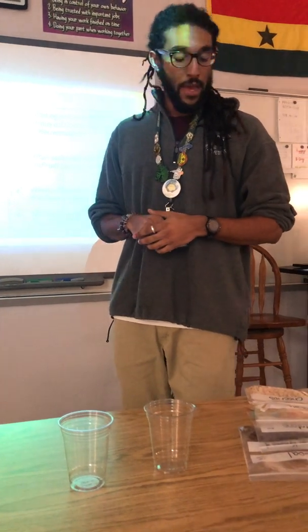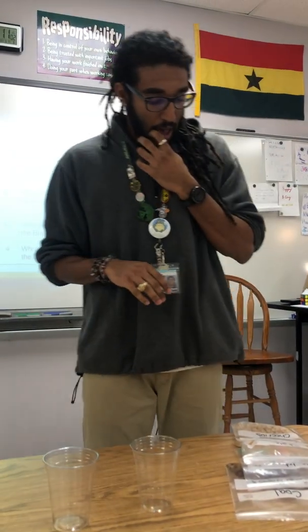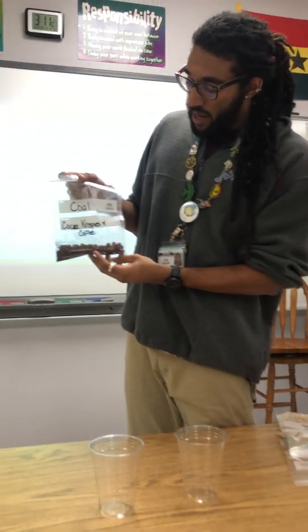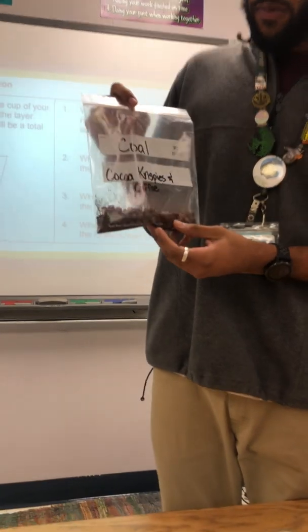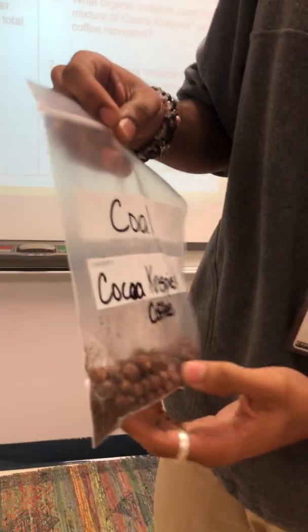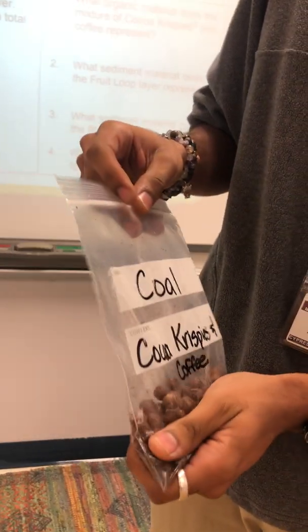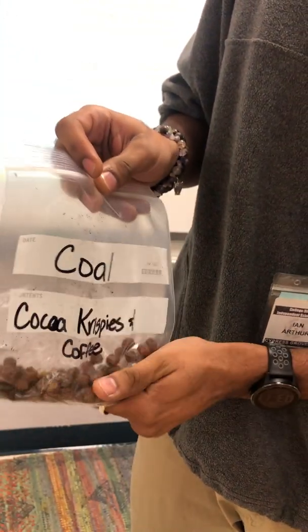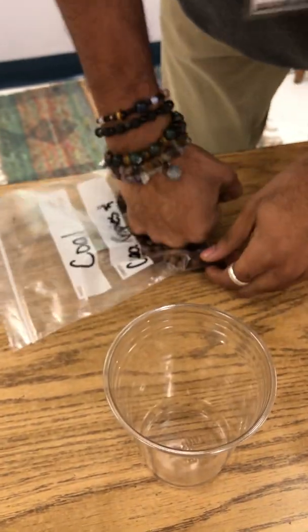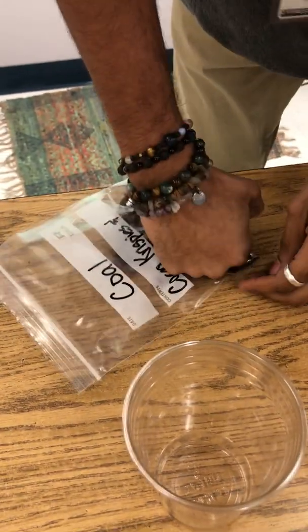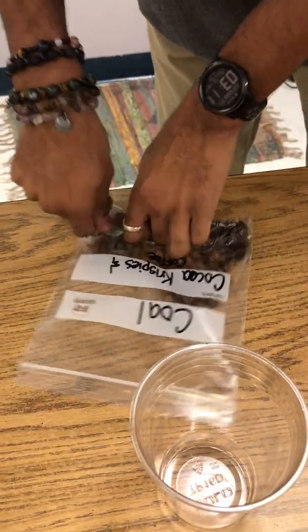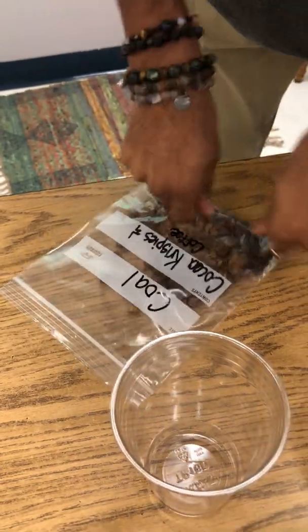So to begin, we're going to take Cocoa Krispy cereal, right? And in this bag, we have some coffee, right? And what I'm going to do is crush up the cereal as best as I can. Probably put it on the table, trying to use my fist to crush it up. This represents the weathering or the breaking down of the sediments into tiny pieces, right?